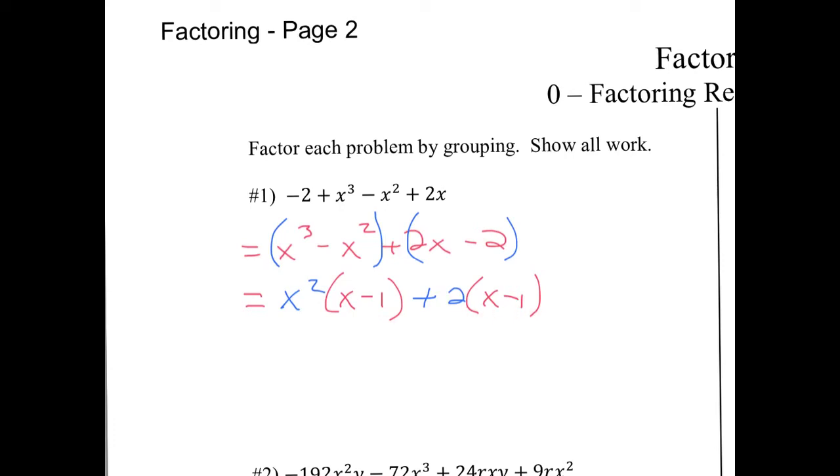Each of those terms both have a common factor of x minus 1. So the GCF of this is x minus 1. I write that in front, bring the equal sign down each time. If I factor out an x minus 1 from this first term, I'm left with an x squared. If I factor out an x minus 1 from the second term, I'm left with a plus 2. This is fully factored, and that problem is finished.